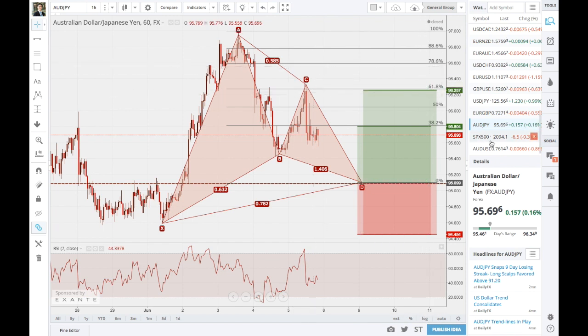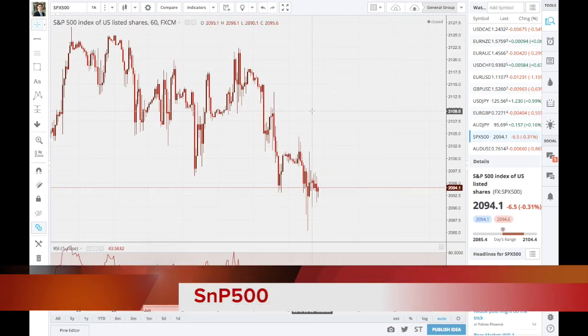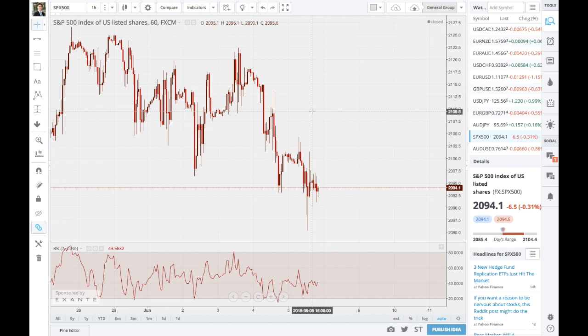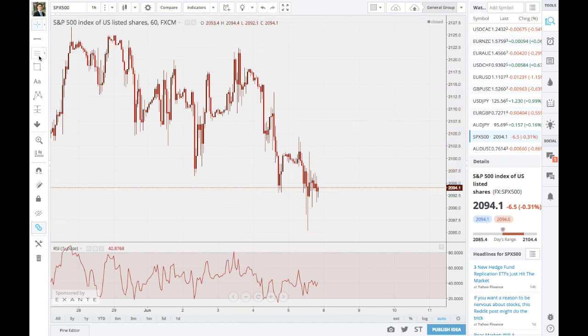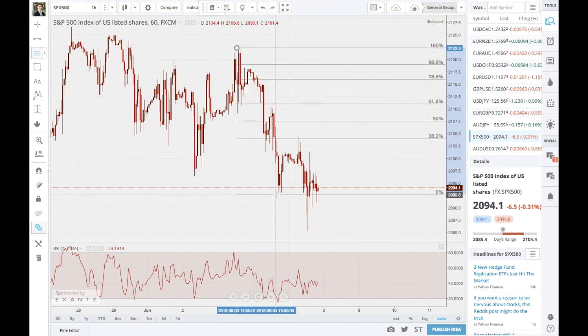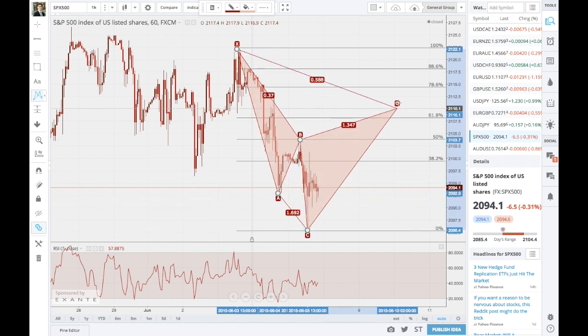Okay, the next pair that I want to go through is the S&P 500. If you look at this chart, we too have a potential harmonic pattern. But this time around, the pattern itself is no longer a Gartley, but a potential Cypher pattern. So let me just pull a fib and check. So what we have over here is a potential Cypher pattern. So this is how this Cypher pattern looks like.